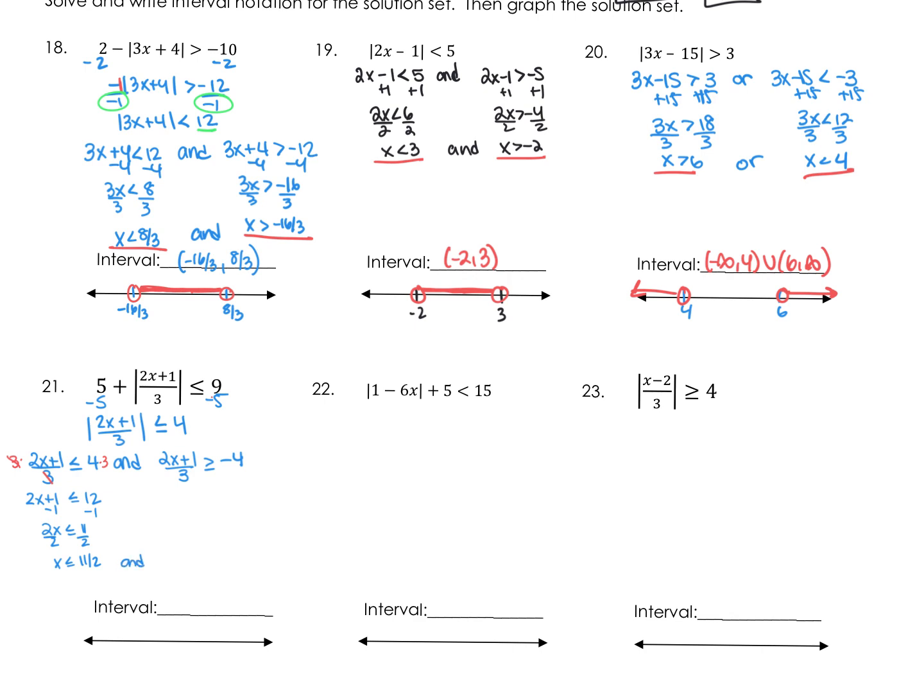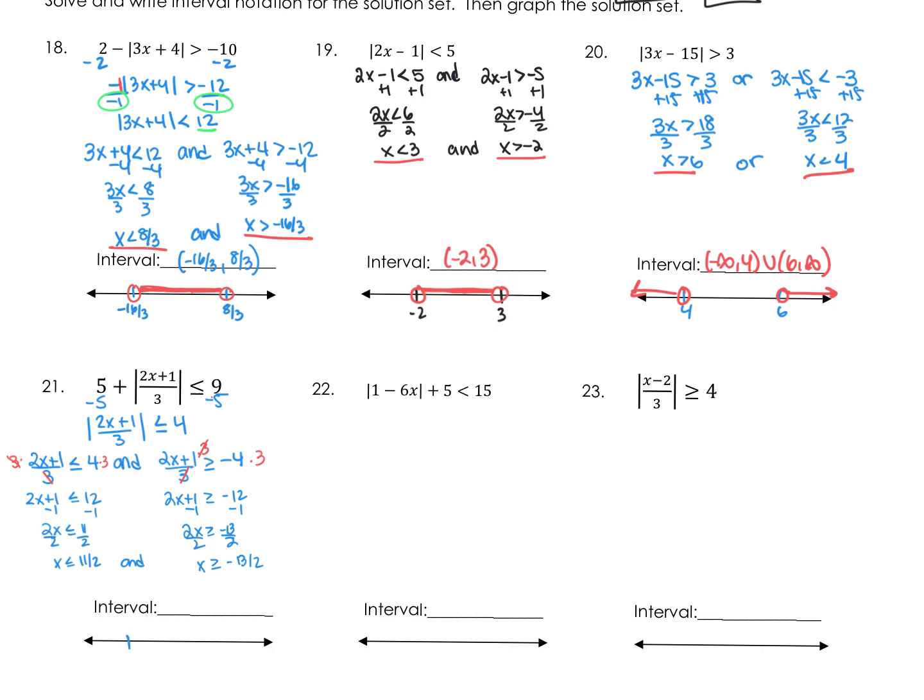And over here, same thing, get rid of the 3 by multiplying. So we'll have 2x plus 1 is greater than or equal to negative 12. Subtract 1. Divide by 2. And x is greater than or equal to negative 13 halves. If you wrote it as a decimal, that's fine.